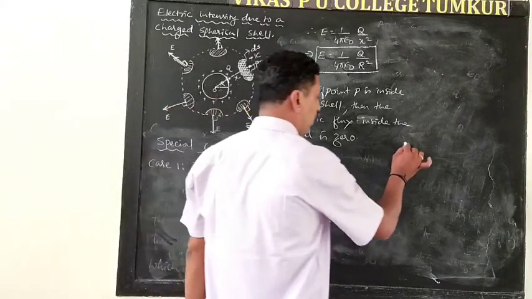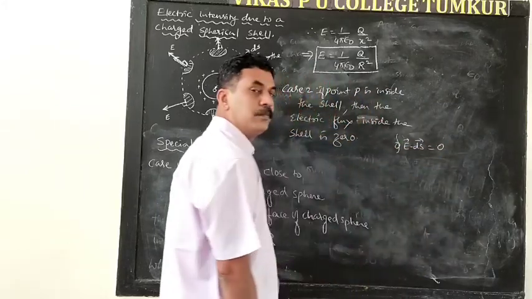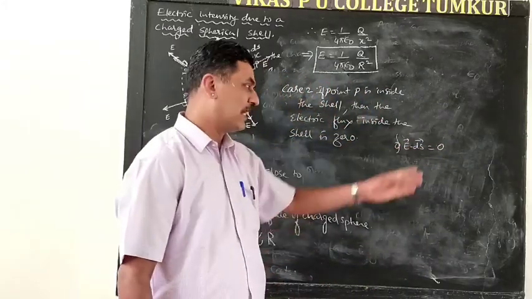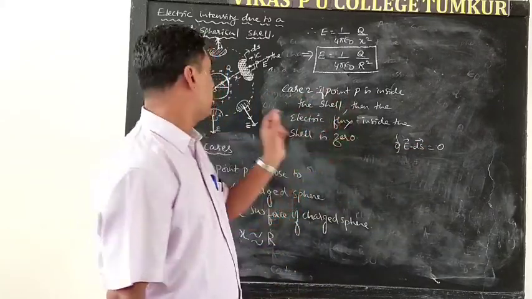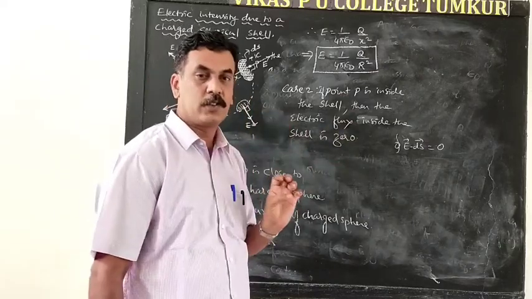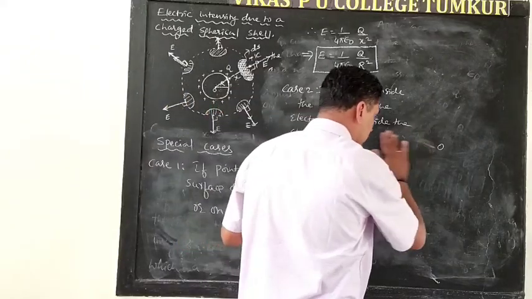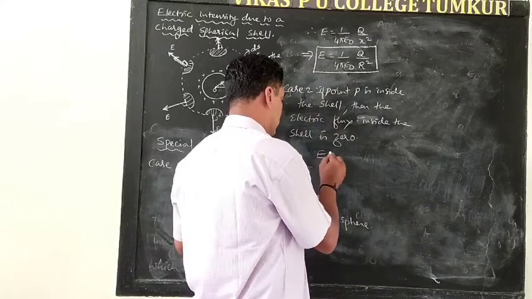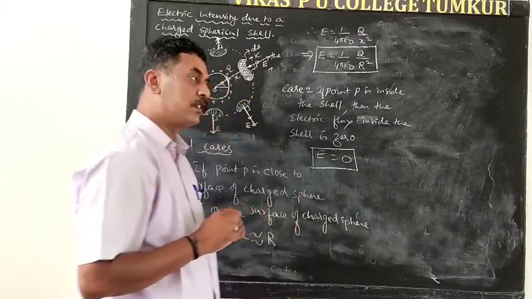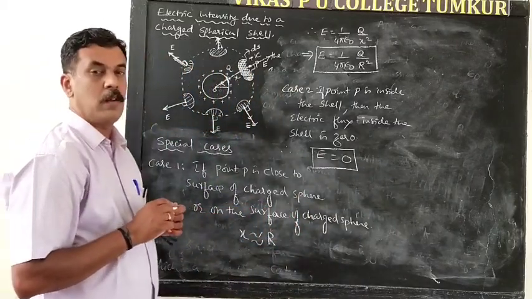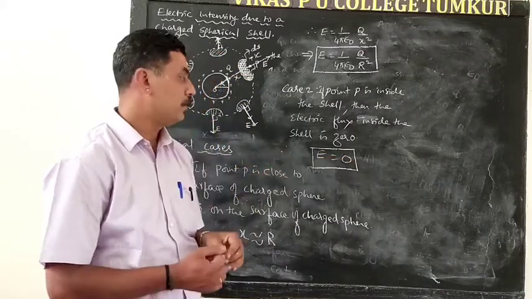So if E dot ds is zero, naturally E is zero. Ds cannot be zero. You can construct a surface with the point from the center as the radius. You can imagine a Gaussian surface, and its surface area is not zero. So the intensity at such a point will be zero. So remember this as a very, very important note: inside a spherical shell, the electric intensity is zero.